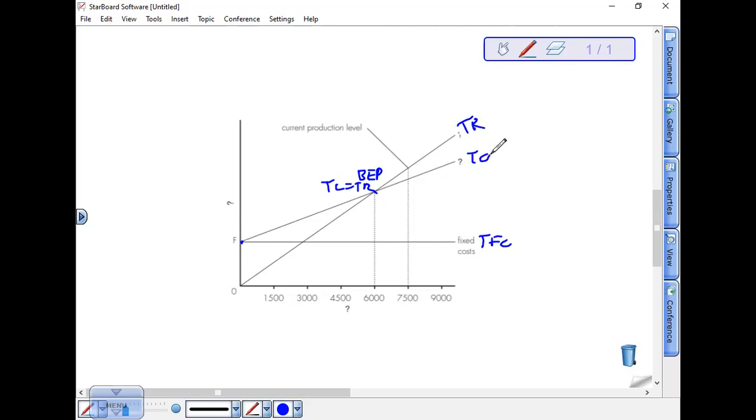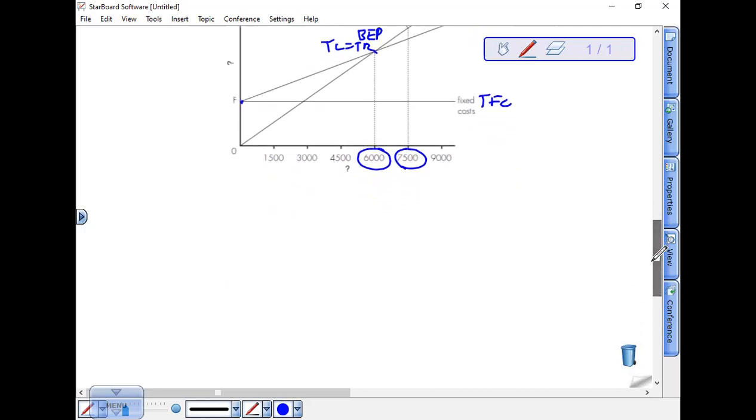So this is our current sales, which is 7,500. This is the break-even point, and the difference between 7,500 minus 6,000 units is our margin of safety. This means how much decline in the current sales is acceptable. We can accept 1,500 units to be declined.